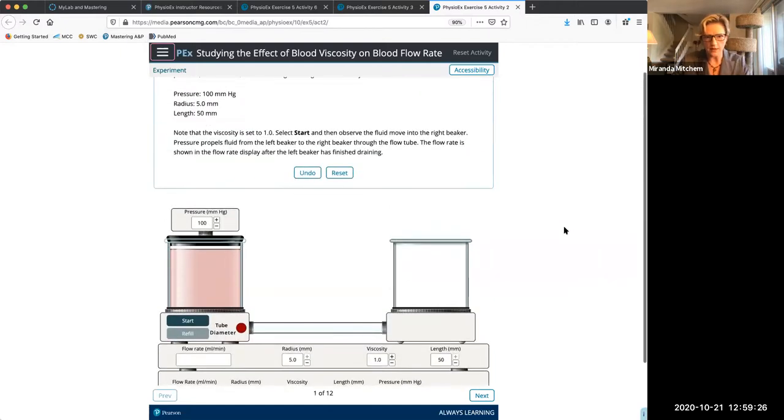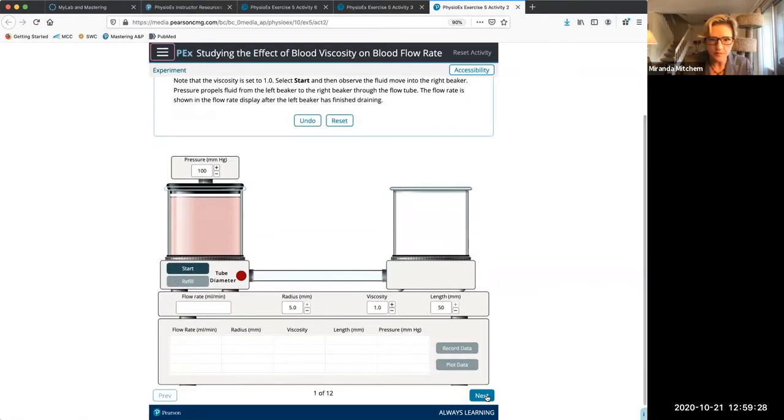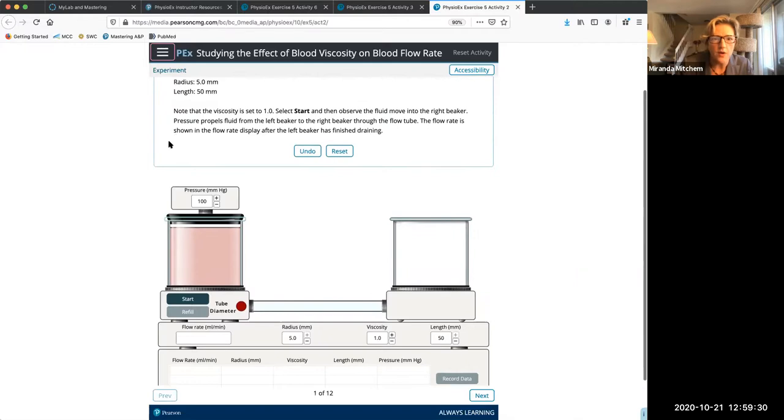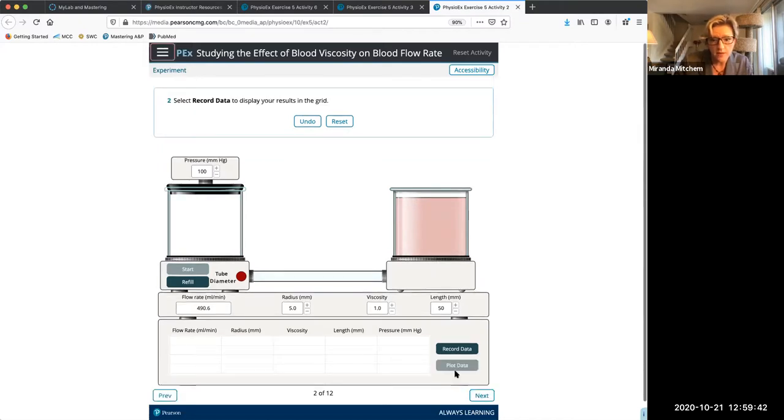This looks like exactly the same experiment. So, okay, our viscosity is set to 1. Here it is. We're going to hit start. Let's go. Same setup of the experiment. That was really fast. Next, we're going to record our data. There, we got it. So our flow rate was 490.6 mils per minute. Let's refill.